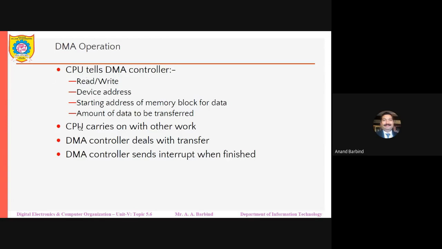Then the CPU carries on with other work after the DMA has been initialized. Then the DMA controller deals with that particular transfer. Whenever the suitable time happens, whenever that particular data is to be transferred, the DMA controller starts that particular transfer. It uses the system bus, and after the transfer is over, the DMA controller sends an interrupt when it is finished.